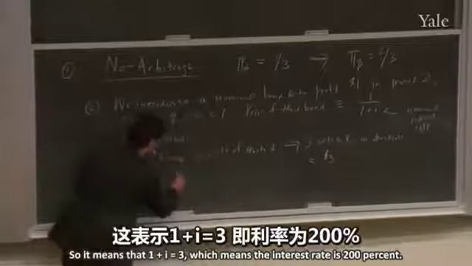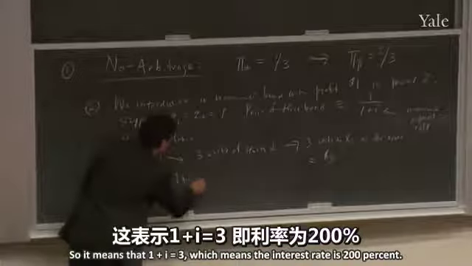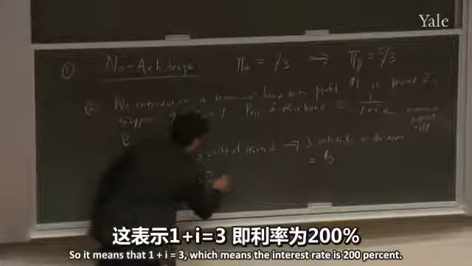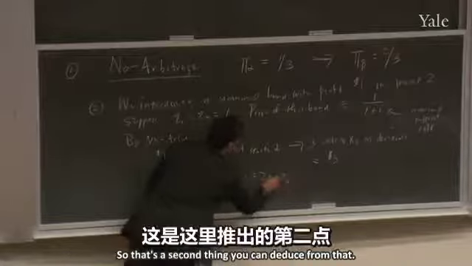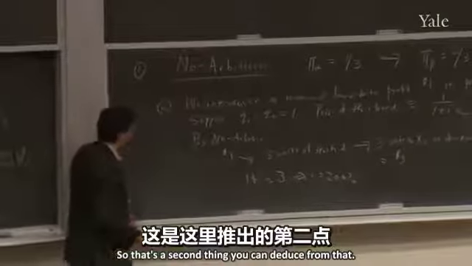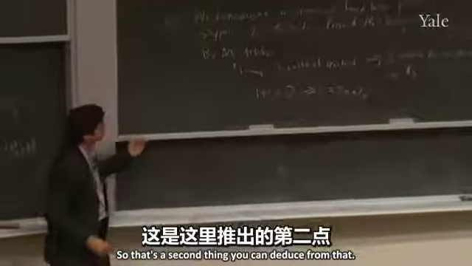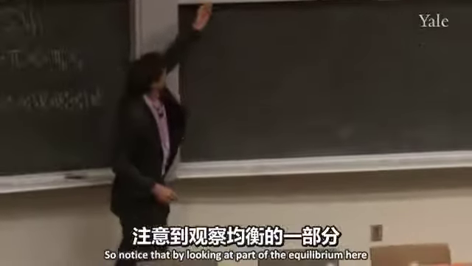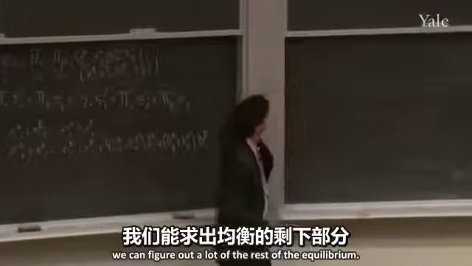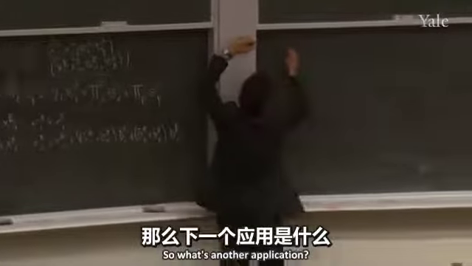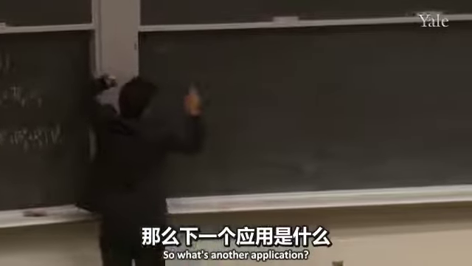So it means that 1 plus I is equal to 3, which means the interest rate is 200%. That's the second thing you could deduce from that. Notice that by looking at part of the equilibrium here, we can figure out a lot of the rest of the equilibrium. So what's another application?